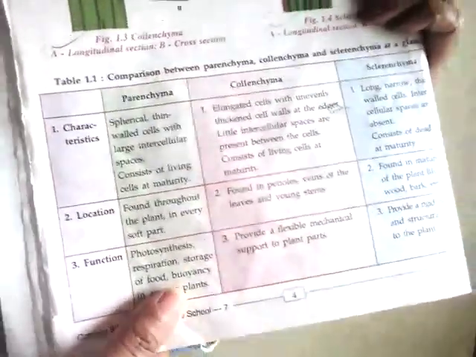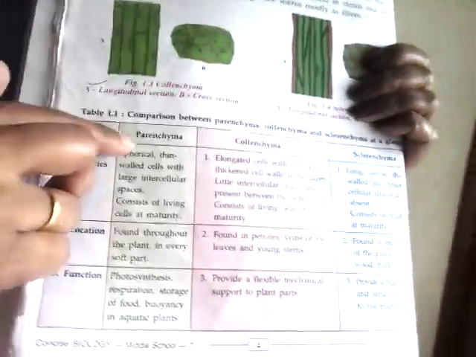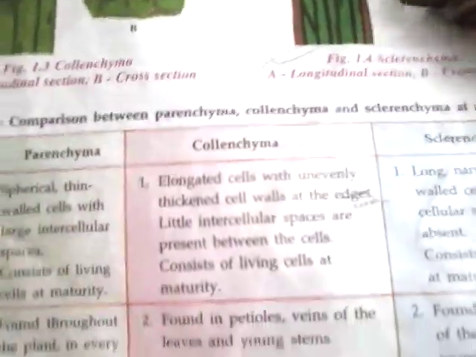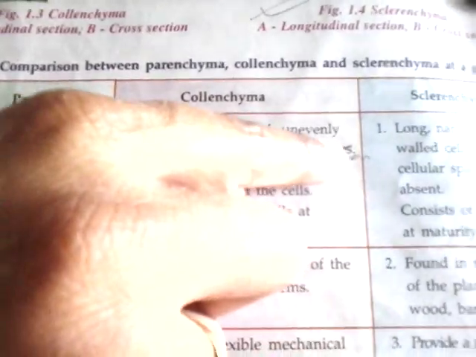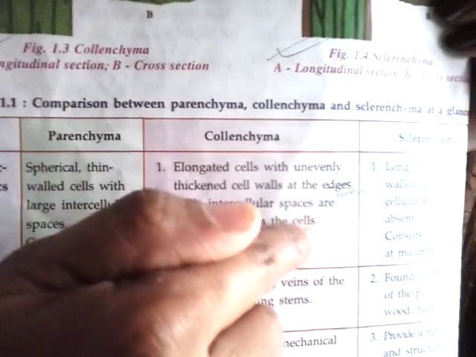Now if we come to this table, you can see this table. I will send you the link of this table and you can write it down in your book also, copy. You can see the characteristics as I explained about the parenchyma, that they are spherical, thin walled with large intercellular space, okay, and they are living at the maturity level. Then in collenchyma, the characteristics you can see, they are elongated cells with unevenly thickened cell wall at the edges and little intercellular space. This intercellular space is very less, okay, present between the cells.